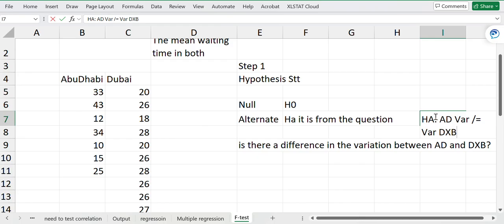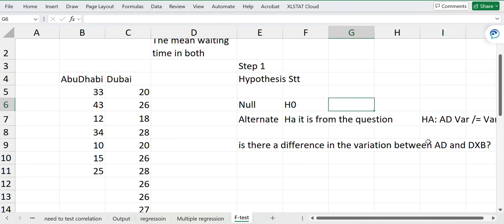If the question says, is Abu Dhabi more than Dubai? Then we will put greater than. If the question says, is Dubai less than Abu Dhabi? Then we will put less than. Got the idea clear? This is the way we determine what should come there. Now I know that I have to put not equal to in the alternate. What should I put in the null?